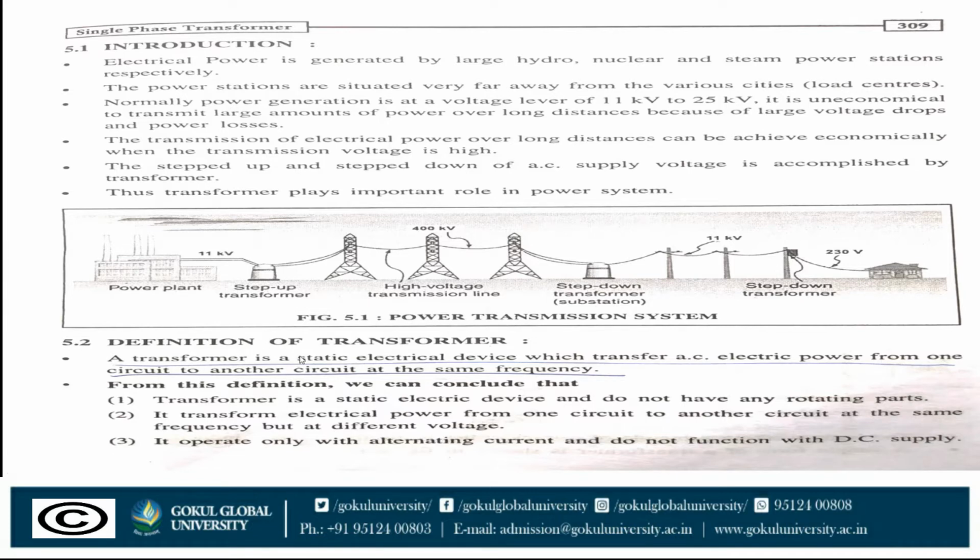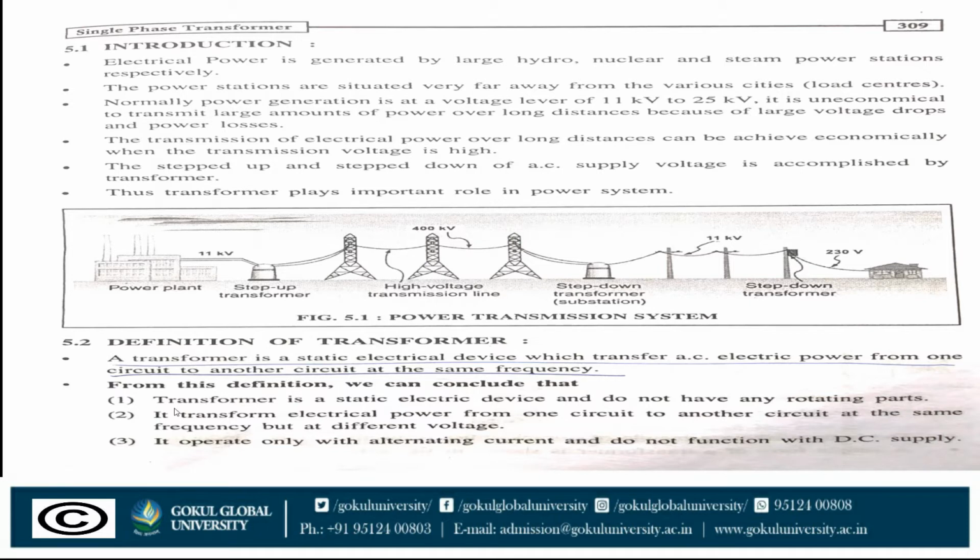What is a transformer? A transformer is a static device which transfers AC electric power from one circuit to another circuit at the same frequency. From this definition we can conclude, first, a transformer is a static device and does not have any rotating parts. Second, it transfers electrical power from one circuit to another at the same frequency but at different voltage. Means frequency remains the same, we can change the voltage level.